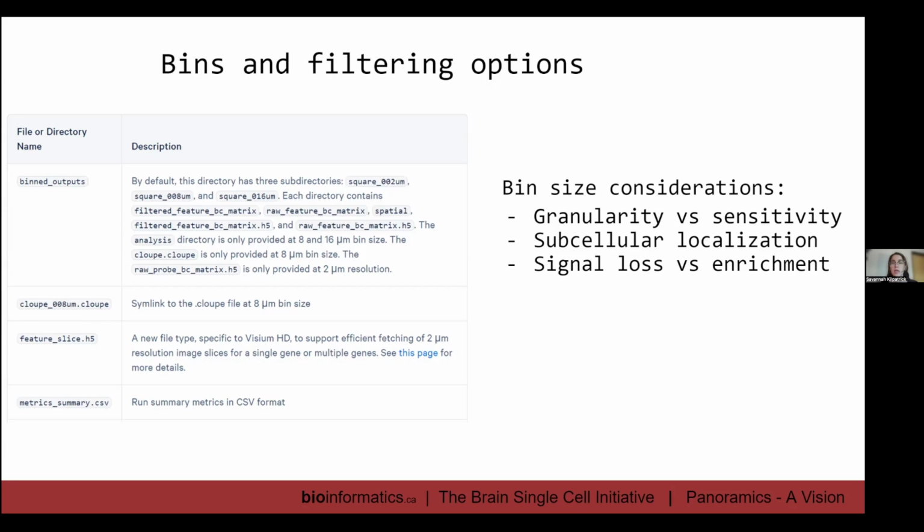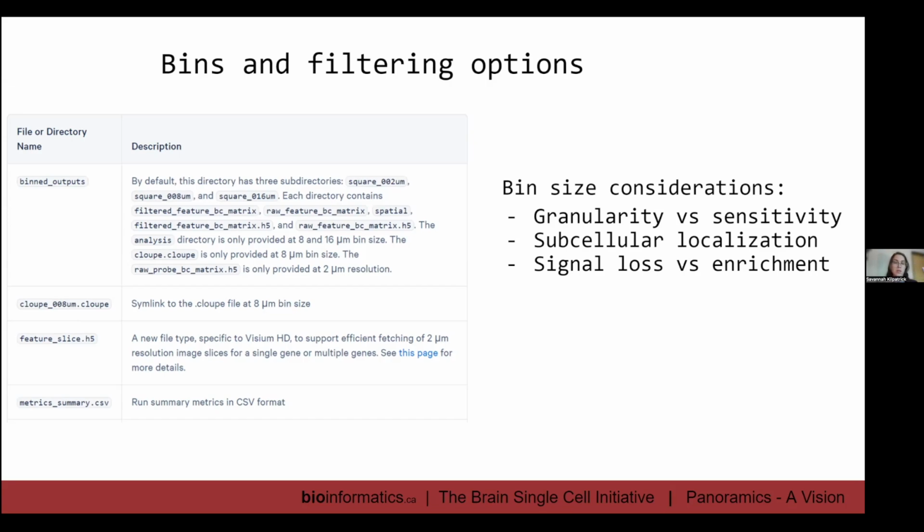The first just being a high computational cost. The more granular you come, the bigger your data set is, and the more difficult it can be to process. And also you lose a little bit of sensitivity because you're zooming in so deeply into the tissue that you can lose some signal. Whereas if you aggregate it into an 8 or even a 16 micron bin, you actually enrich for your signal and may be able to capture lowly expressed genes and things that would otherwise be missed.